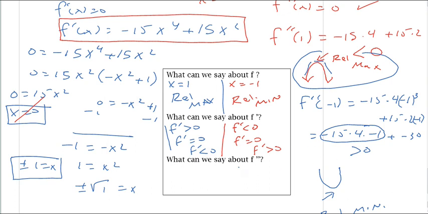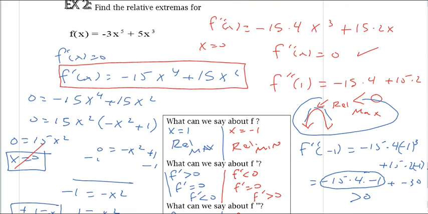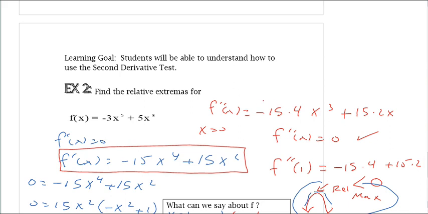And then for f double prime, what can I say? That it's concave down for x equals 1, and then for x equals negative 1, I know that it's concave up. Okay, so I know that was a lot. That's why I only gave 2 problems. I would say practice it. Remember, for the second derivative test, find the critical number, take the second derivative, plug that critical number into the second derivative, and see whether or not it's less than 0, greater than 0, or equal to 0.